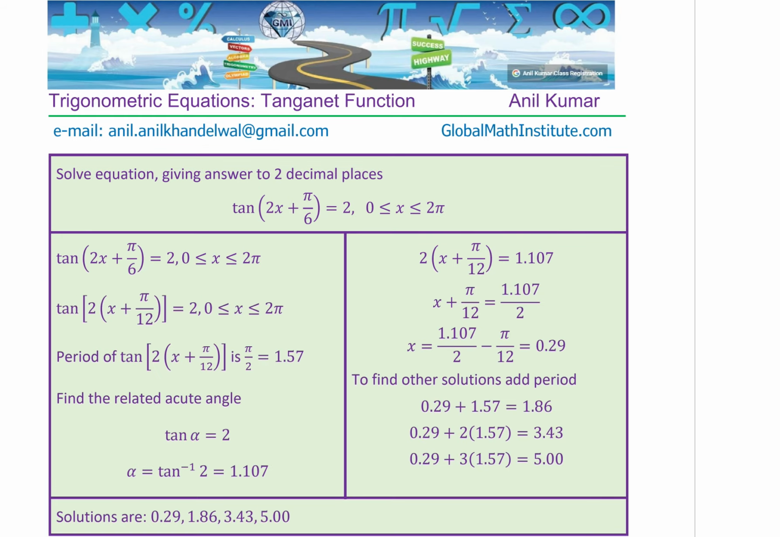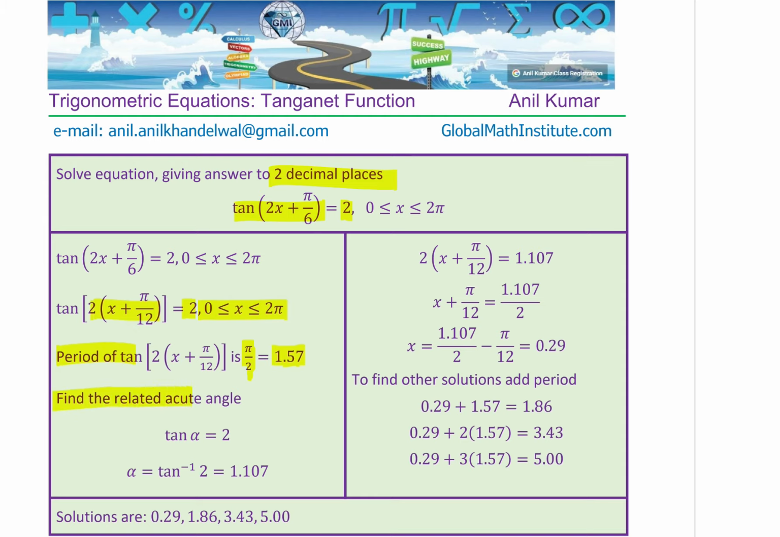Let me summarize. We are given the function tan(2x + pi/6) = 2. We rewrite this as tan 2 times (x + pi/12) = 2, and we need to find solutions between 0 to 2 pi. Now, the period of this function is pi/2. I've written the decimal equivalent, which is 1.57, since we are interested in finding answers to two decimal places, correct? It becomes easier than subtracting or adding pi/2.